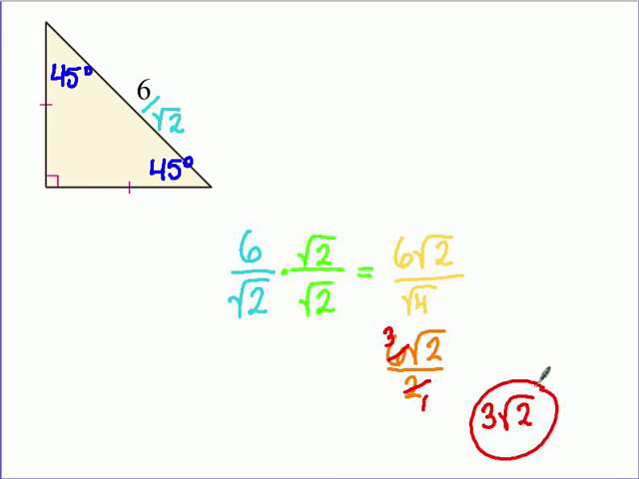Questions? You mean to solve the whole thing? What do you mean solve the whole thing? Yes, you need to solve it and get this answer. So the other two sides are 3. Both the 2 remaining sides are 3 root 2.